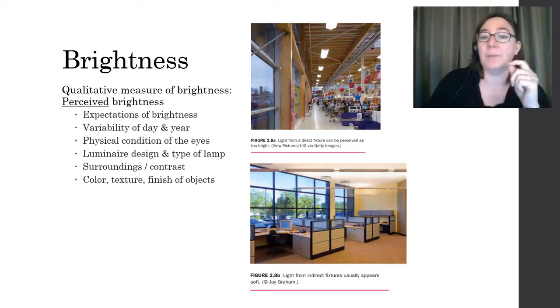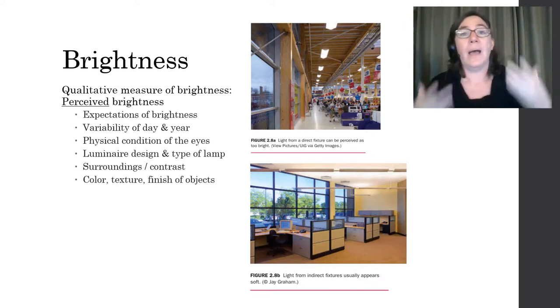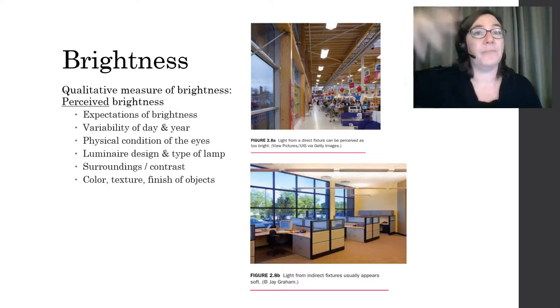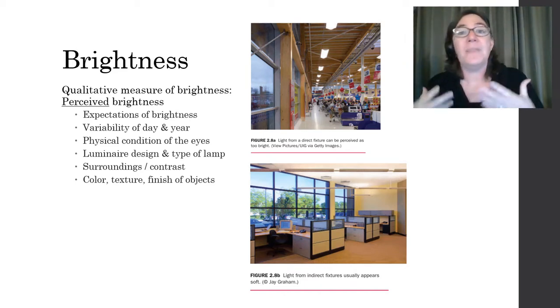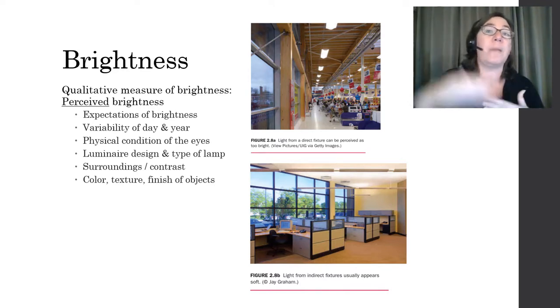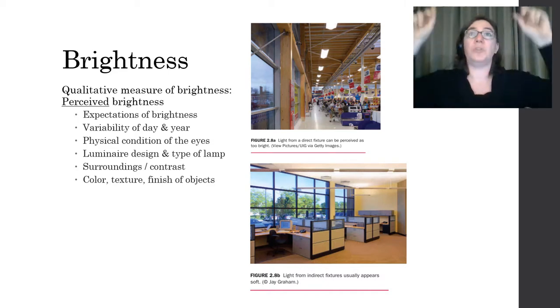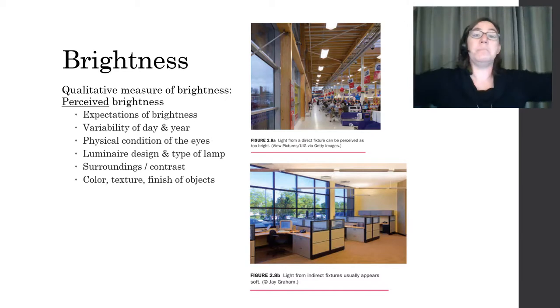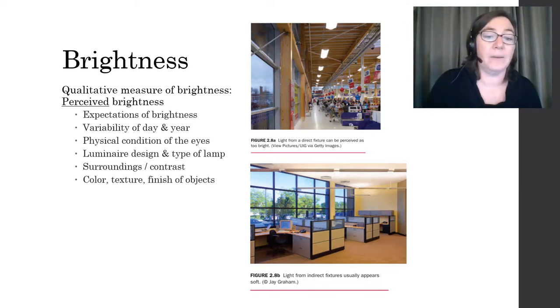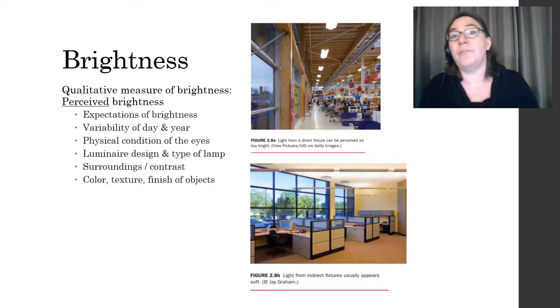So here we have two examples. On the top, we have light, looks like a grocery store, from a direct fixture, as in the light from the luminaire is pointing directly down at the user. All right, and this can be perceived as too bright, especially when it's up against a dark background. On the bottom, we have light from indirect fixtures, and you can see them along the top there. They are shooting light up at the ceiling, which is then bouncing around the room. That's why it's indirect. That will usually appear as soft, and it will lower the brightness level.